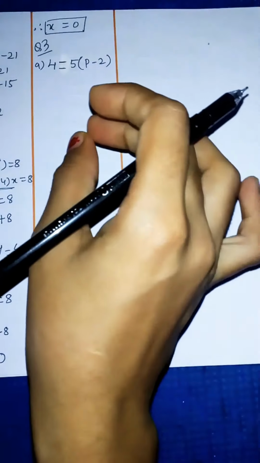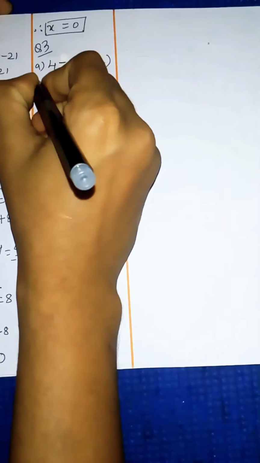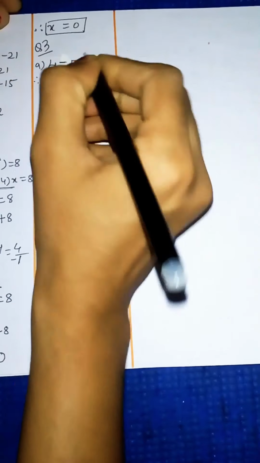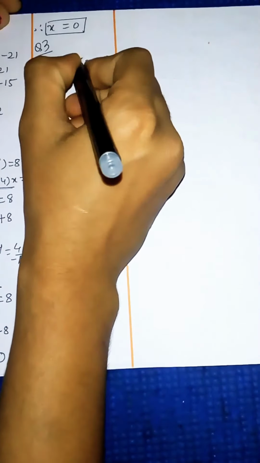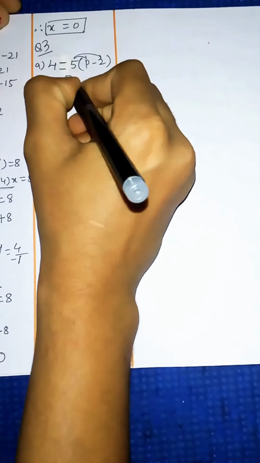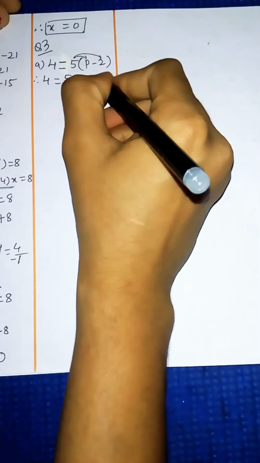It is the same as question number 2. Solve the following equations. So let us start. Here a bracket is given on the RHS side. Method is same. This 4 we will keep as it is. Now the bracket is here. So we will first open the bracket. 5 will be multiplied inside the bracket with both. So 5 into p will be 5p, minus 5 2s will give you 10.